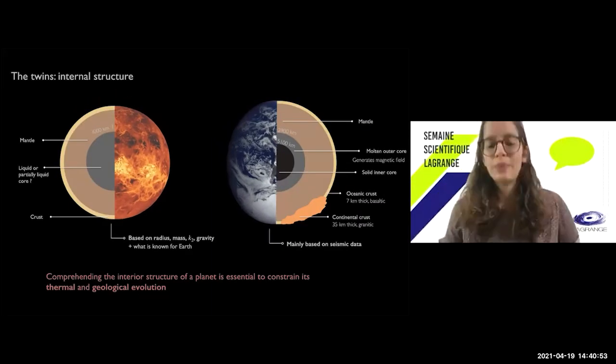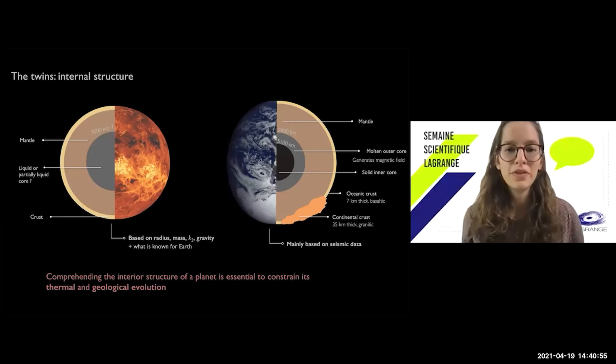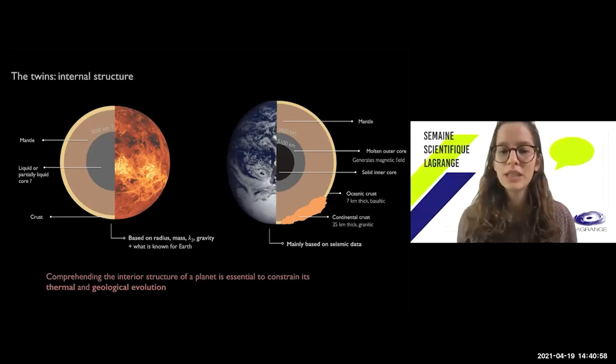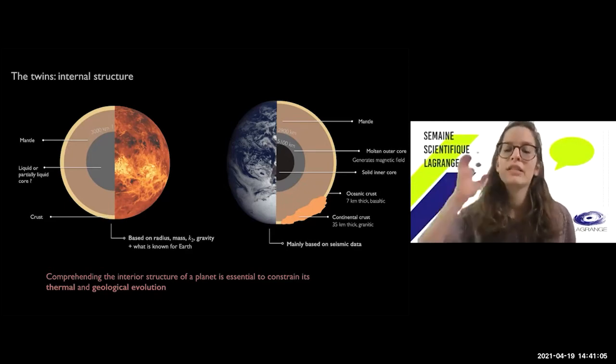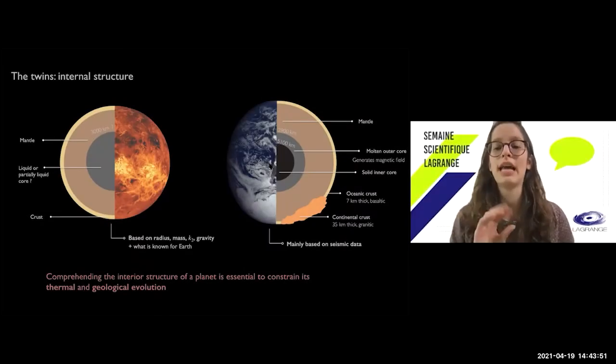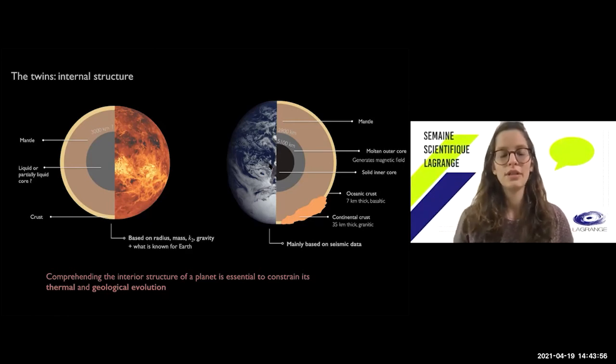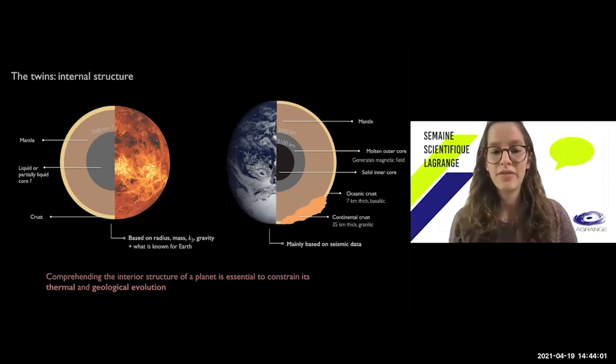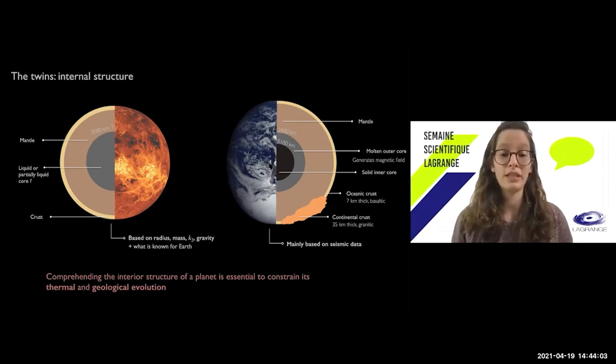So the interior of these planets, which is the focus of my work, what we know about the Earth is mainly based on seismic data from earthquakes that we measured. And on Earth, we know that the inner core is solid and the outer core is liquid, which generates the magnetic field on Earth. On Venus, the information we have is based on radius, mass, the tidal Love number k2, and gravity data. That's what I work on and I'm going to talk more about later.